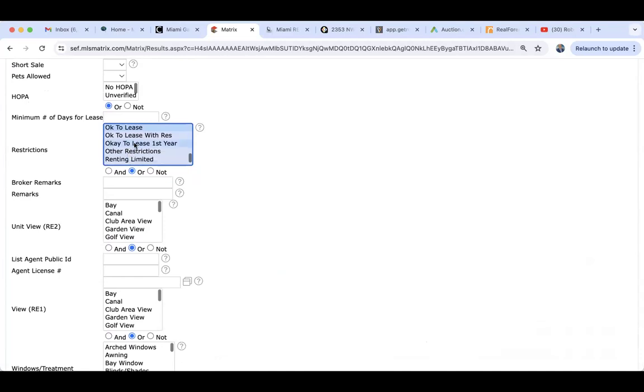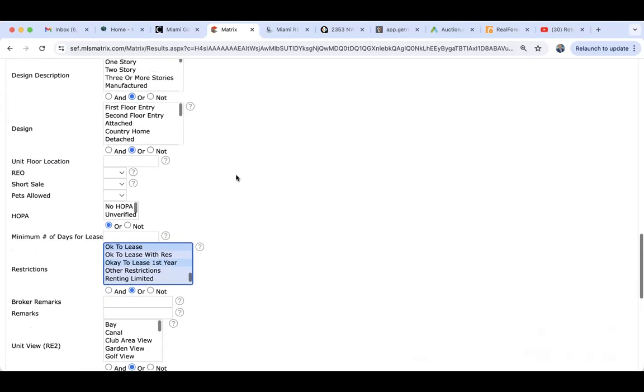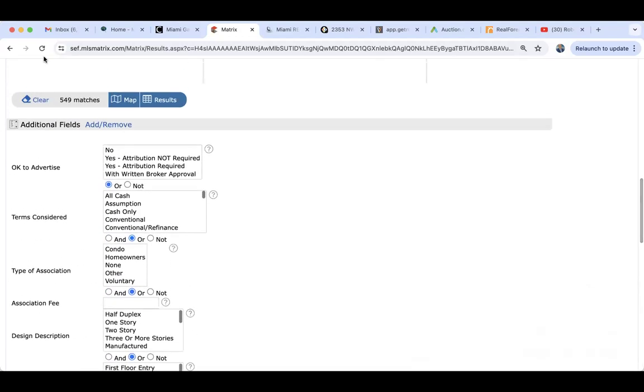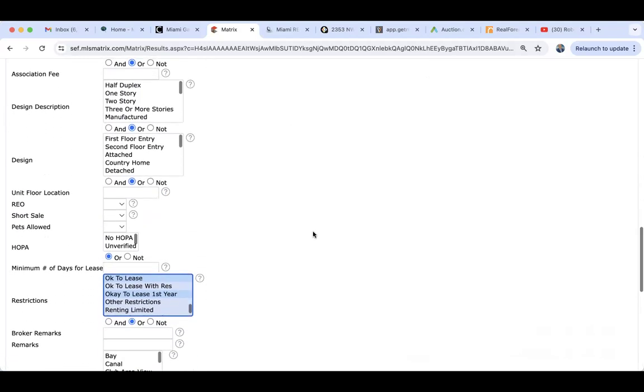Now, there's another one that you might want to select, and that's okay to lease first year. Some properties require you to live at the property for 1 or 2 years before you can lease the property. Well, now by selecting okay to lease first year, we're looking at 549 properties in Sunny Isles that allow us to buy it and lease it right away without any type of holding period. Okay, so that's how you find condos that have okay to lease first year. Use the restrictions.